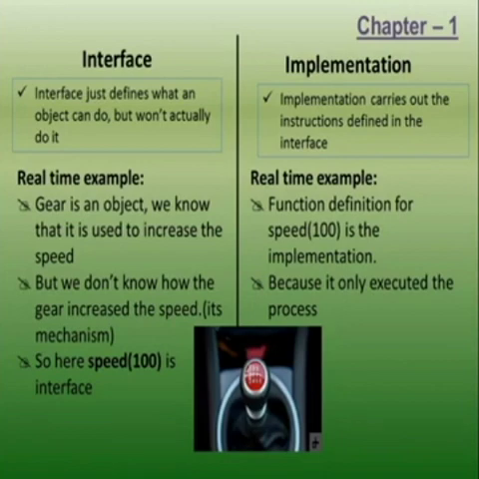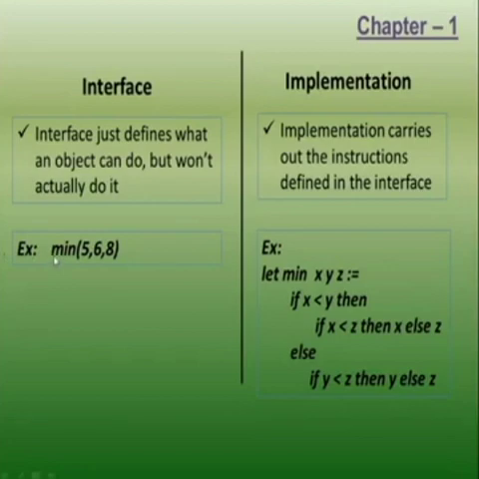Is it clear? See this. Min(5, 6, 8). By seeing this, I can understand that it is a function with 3 values and it is going to calculate the minimum among the 3 values. I can understand this, but I really don't know the logic of how this function minimum is going to do the process. This is interface; the real explanation or the definition which actually executes the thing, that is implementation. Simply, function prototype is said to be interface. Function definition is said to be implementation in this level. Is it clear, children? Now, come to the next topic.